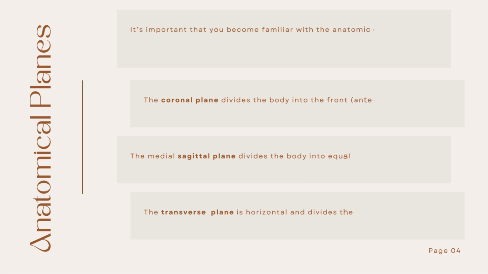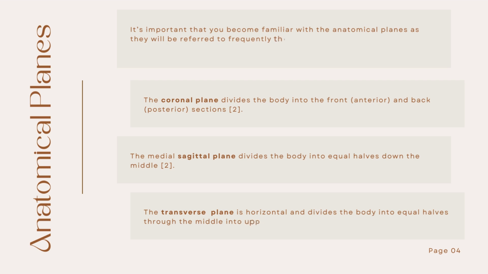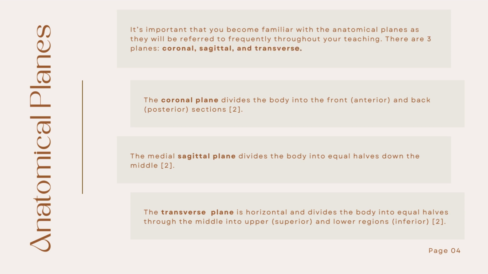The next thing important to know about is the anatomical planes. These will be referred to frequently throughout your teaching, and there are 3 planes: coronal, sagittal and transverse. The coronal plane divides the body into the front and back sections, so that's anterior and posterior. The medial sagittal plane divides the body into equal halves down the middle. And the transverse plane is a horizontal plane that divides the body into equal halves through the middle into upper and lower regions, so superior and inferior. You may come across these planes when you are looking at CT scans.